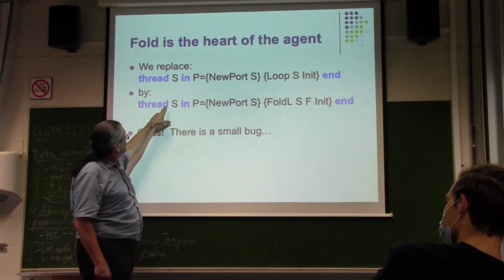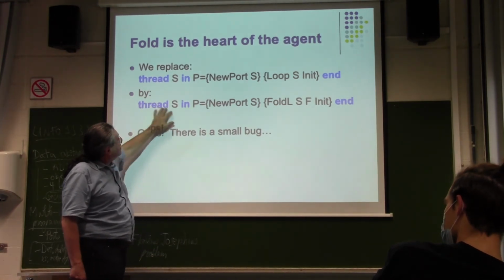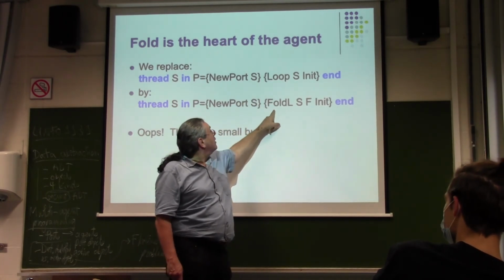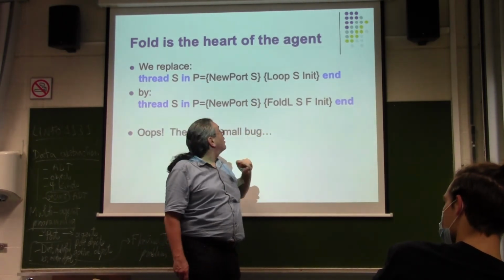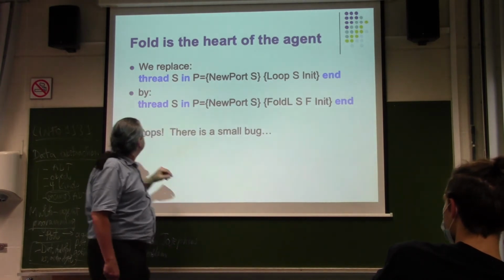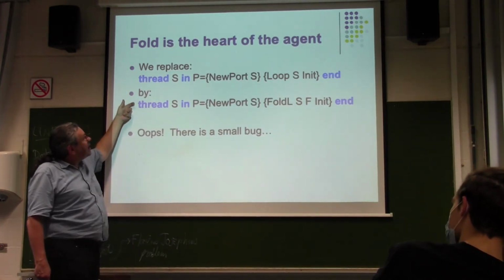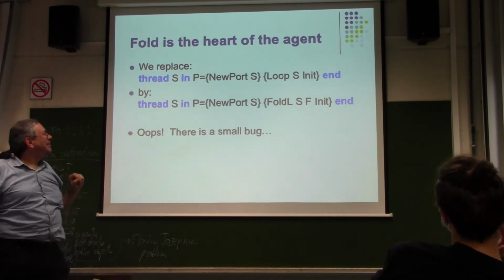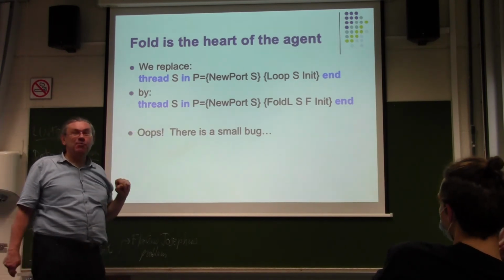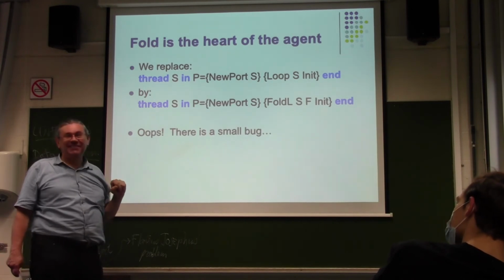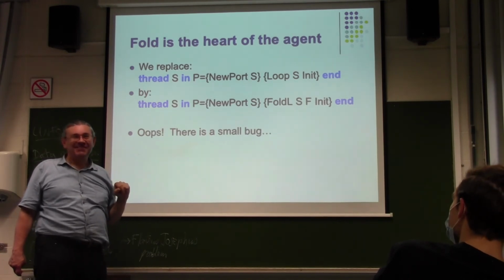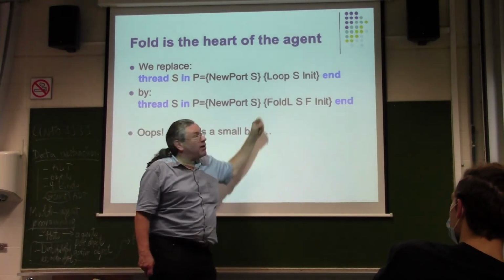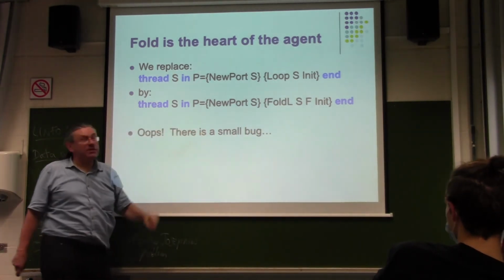But I can replace it. I have a thread, I have a port, this loop is actually a fold, and F is an argument. Okay? So I can replace it. Actually, it's not exactly right, there's a small bug here. So you see what the small bug is, right? Yes? What is it? It's almost right, but fold is a function, and loop is a procedure.